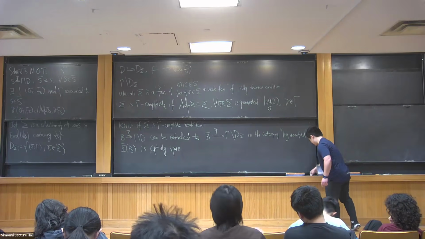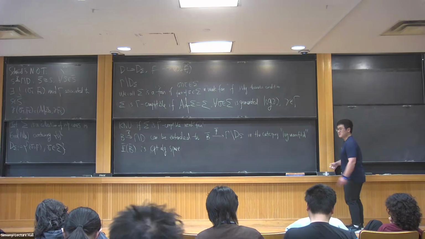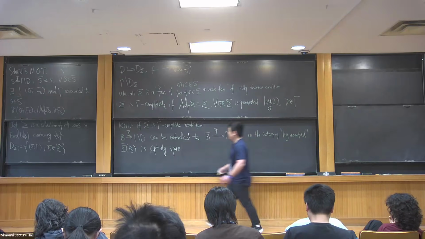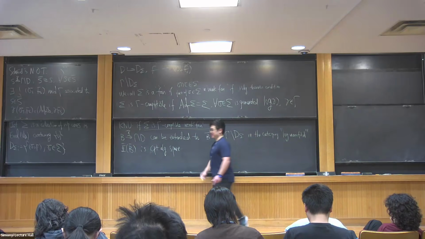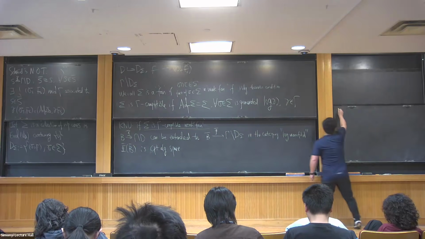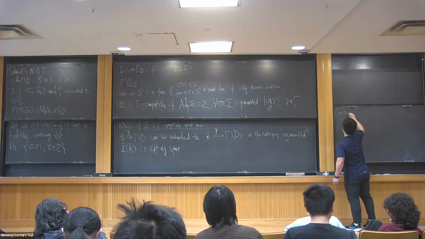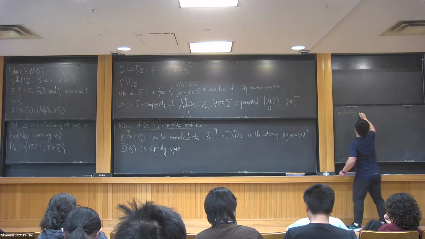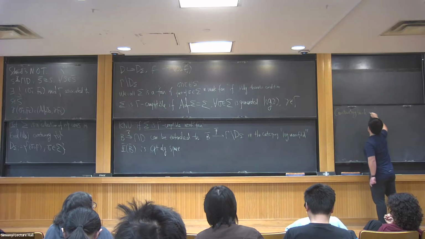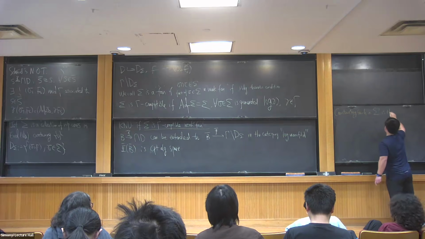So the difficulty is that to apply the theorem, you have to construct such a thing, right? You have to construct such a thing. So constructing such a sigma is the main difficulty.